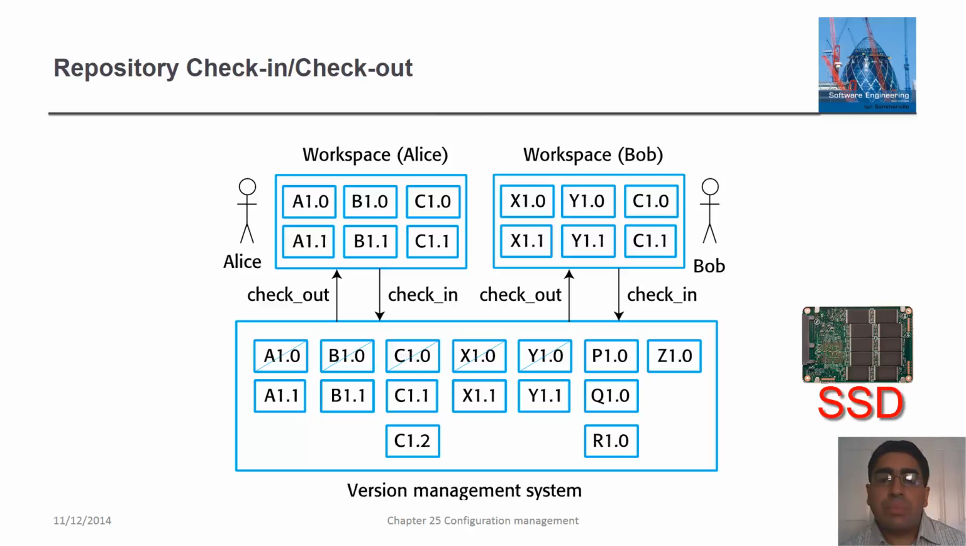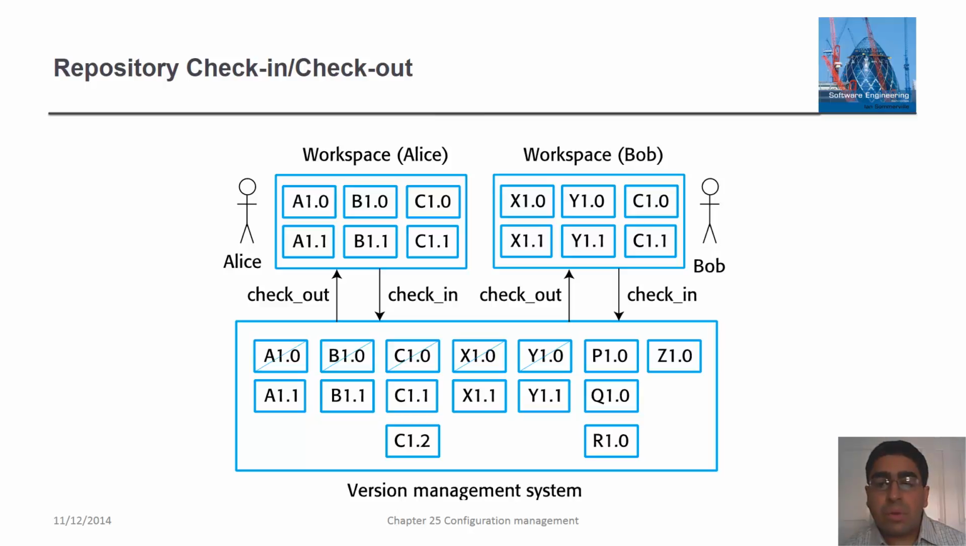When modifying components, developers copy or check out these from the repository into their workspace and work on these copies. This is somewhat similar to how Dropbox informs you about the changes your collaborator has made to a file. When they have finished their changes, the changed components are returned, or checked in, to the repository. The version control system ensures that the changes made by two users working simultaneously on the same component do not interfere.